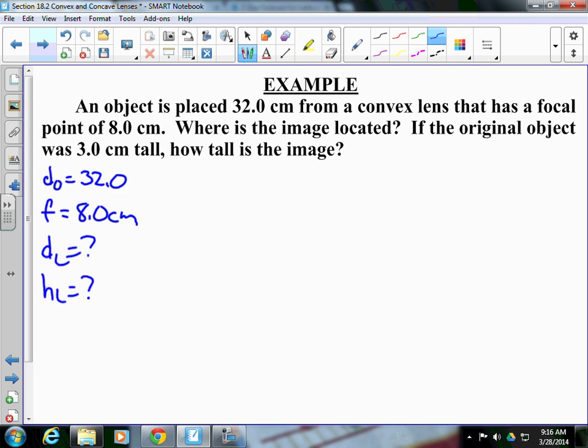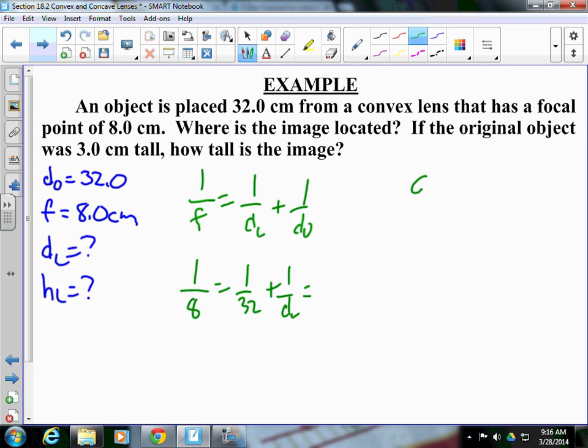So if we go ahead and plug it in, 1 over f is equal to 1 over di plus 1 over do. We have 1 over 8 is equal to 1 over 32 plus 1 over di. When you solve for di, you end up getting an answer of 10.7 centimeters. You go 1 divided by 1/8 minus 1/32. So we got di.